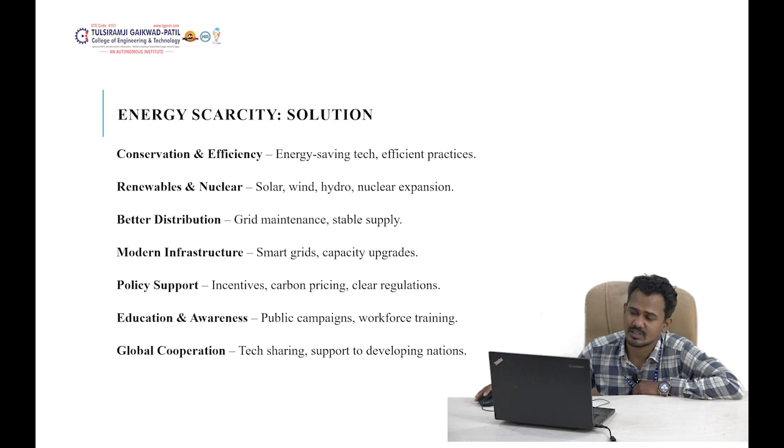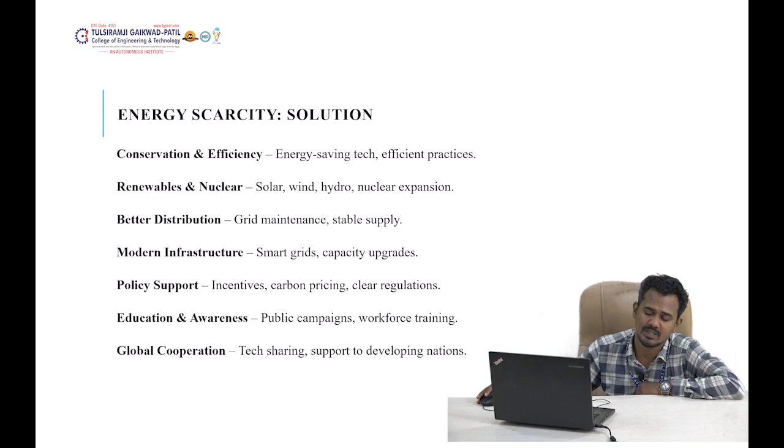Third, better distribution is the solution. We have to distribute properly so that power losses, wherever they happen, are reduced and the system is stable. We have to use modern infrastructure. Policy support will be needed from the government side. Education and awareness are also important: we have to educate people. Global cooperation is also important for us. So these are the solutions for energy scarcity.